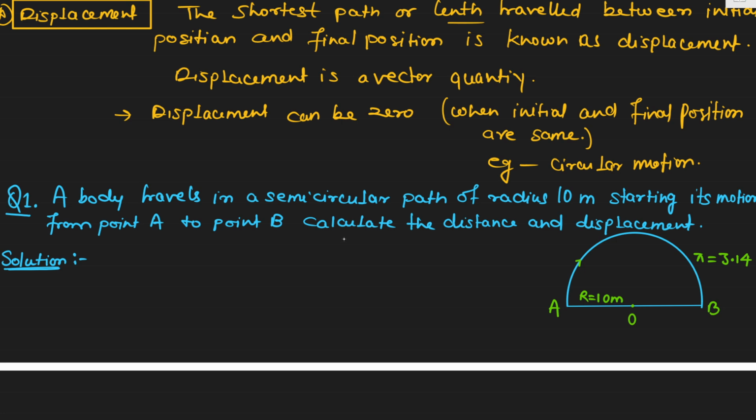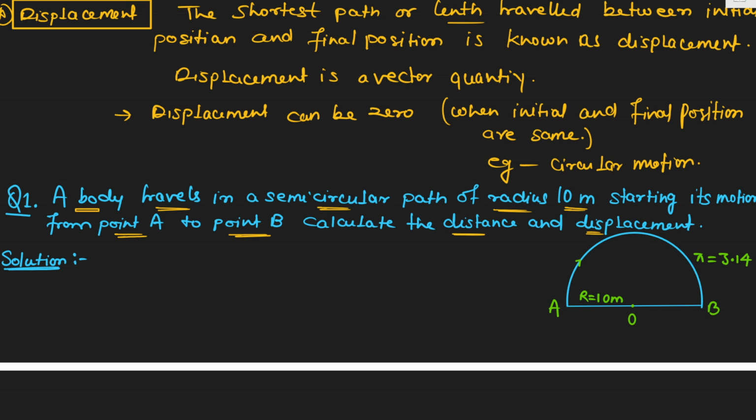Example, circular motion. So here you can see one question we have. A body travels in a semicircular path of radius 10 meters, starting its motion from point A to point B. Calculate the distance and displacement of this. So what will be the distance and displacement here? As I told you, distance means the length of actual path traveled by the object, and displacement is the shortest distance between the initial and final position.